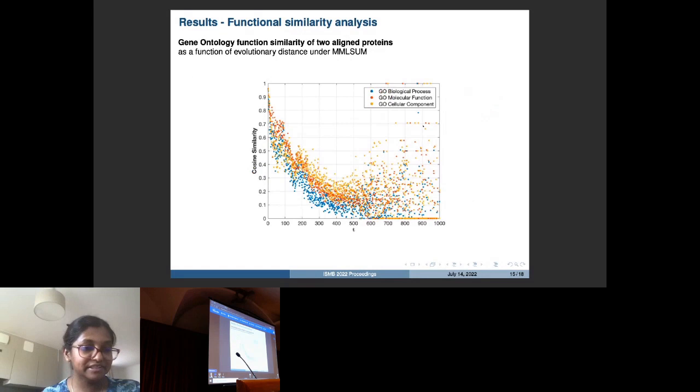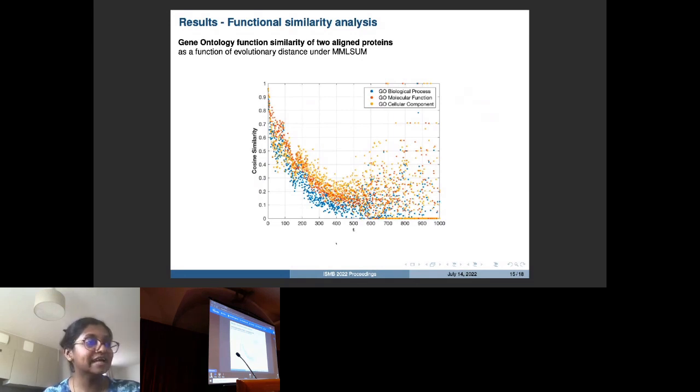And then finally, we did some independent examination of the functional similarity of proteins that we had in the SCOP2 benchmark dataset. This was done by taking the gene ontology annotations of all the pairs of proteins we had there. And then we plotted it as a function of the optimal evolutionary distance under the MMSM matrix.